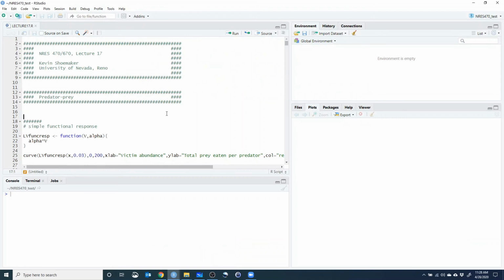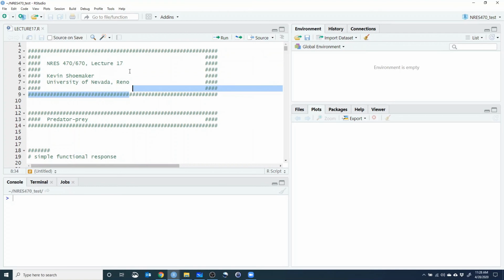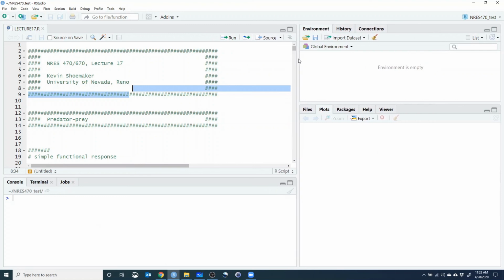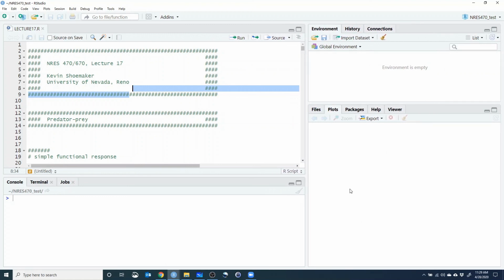Here's what it should look like. Once you've loaded it up in RStudio, you should see something that looks like this, and I can maybe even make this a little bit bigger so you can see it even better. All right, I'll leave that open because I want to use the plot window too.